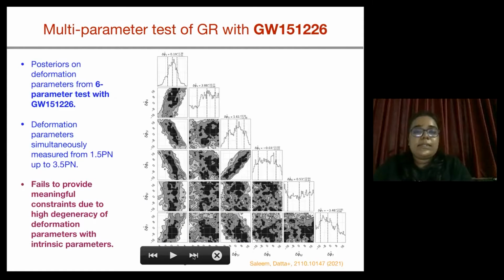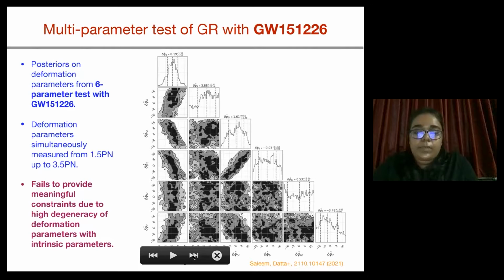But this is an example of how the multiparameter test fails when you try to do it with the present detector sensitivities we have. These are the posteriors on all these deformation parameters from the real event signal of GW151226. A good posterior would peak at 0, if GR is correct. However, as you can see, these posteriors are all over the place.